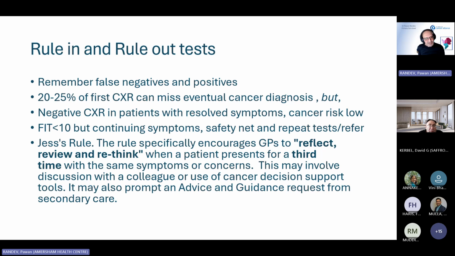And the final point on this slide is about something called Jess's rule, and most of us have heard of this. But the reason why I'm highlighting it today is that this appears specifically in the cancer plan, which was published 3 weeks ago. And within the cancer plan, it talks about reflecting, reviewing, and rethinking if a patient presents for the third time with the same symptoms or worries. And that to us may mean discussion with a colleague or use of decision support tools like the cancer maps, or even an advice and guidance request if you're able to get it rapidly from that speciality.